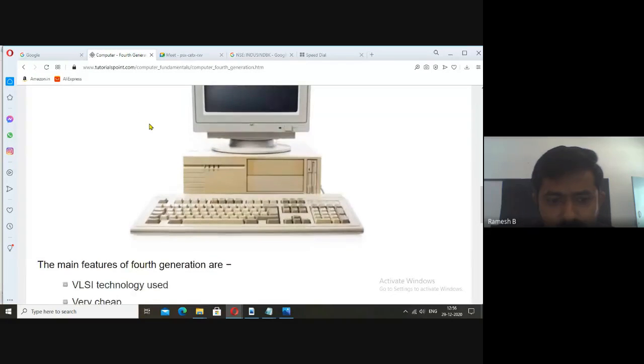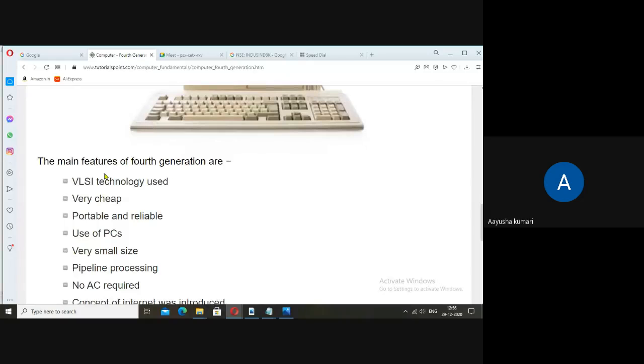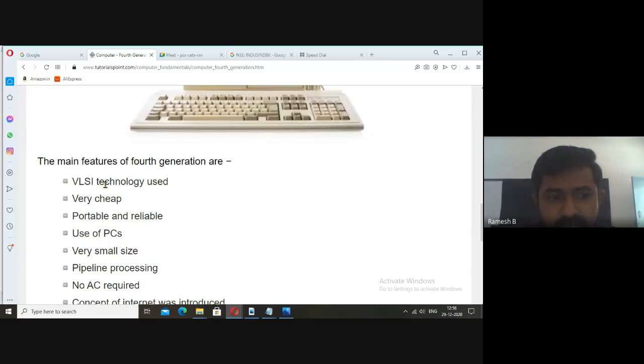You see there, fourth generation computer. This is how it looks. They were using VLSI technology, very very large scale integration. In a small chip, they will introduce n number of circuits. That's what VLSI stands for. They are very cheap.